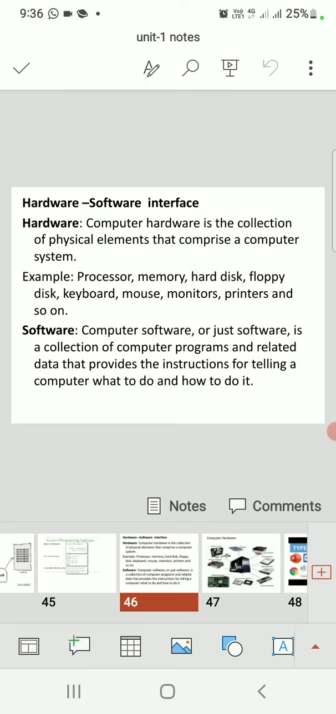What is meant by hardware? From the name itself, we know hardware is a collection of physical elements that comprise a computer system. Examples: processor, memory, hard disk and floppy disk, keyboard and mouse, monitors and printers. Software, or computer software, is a collection of computer programs and related data that provides instructions for telling a computer what to do and how to do it. Okay, this is hardware and software.